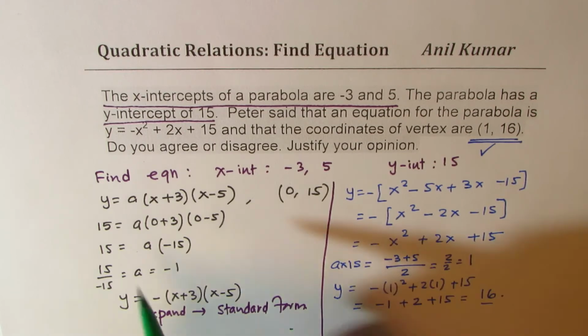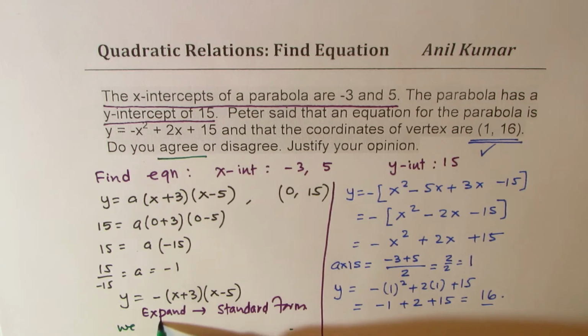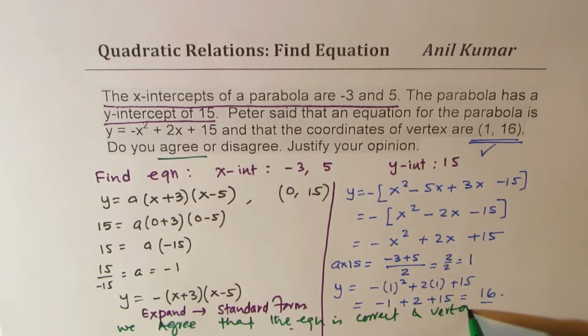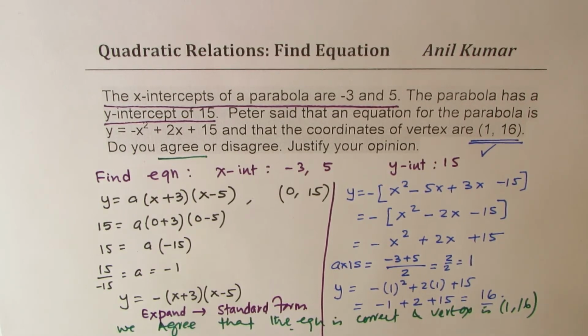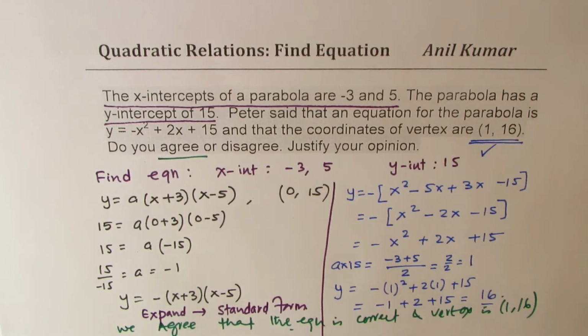So we agree, right? Do you agree or not? So yes, we agree. So the answer will be we agree that the equation is correct and the vertex is (1, 16). Does it make sense to you? So you need to provide a complete explanation, right? So don't do half the work by starting from the equation and verifying that the vertex is correct, right? You have to do the first part also, which includes finding the equation.